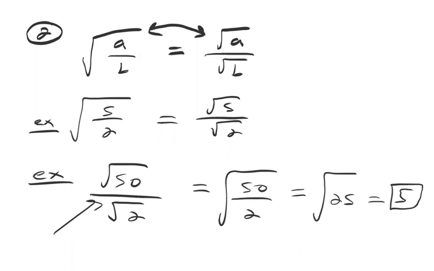Okay, so we're just beginning to build some theory here. So that's multiplying and dividing radicals. So now let's look at simplifying them.